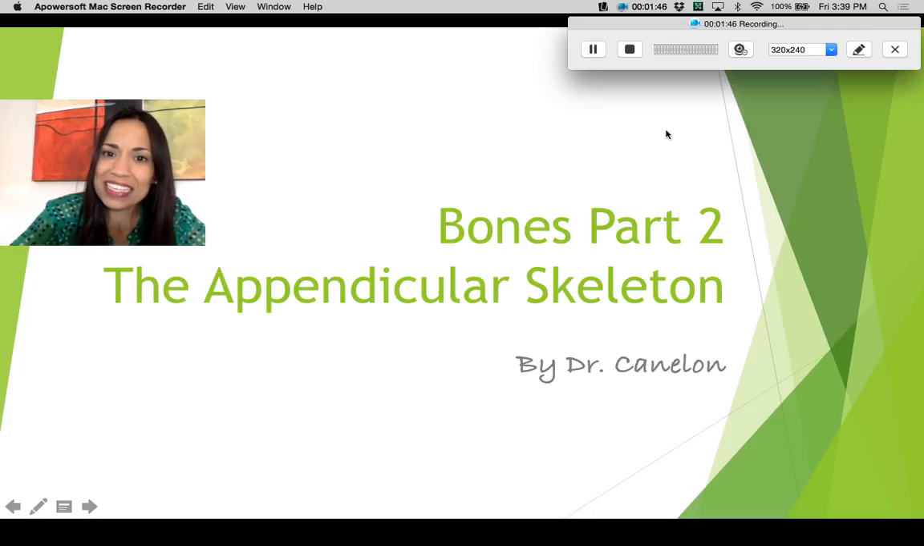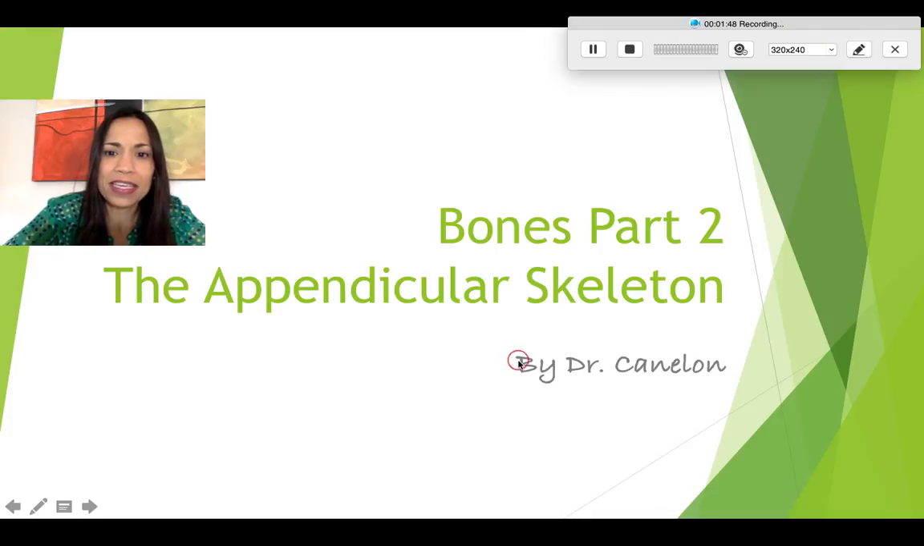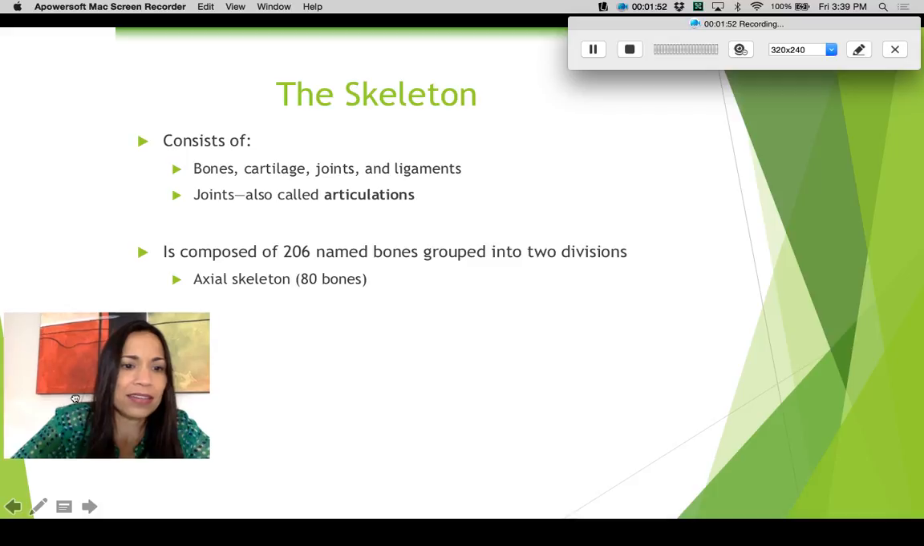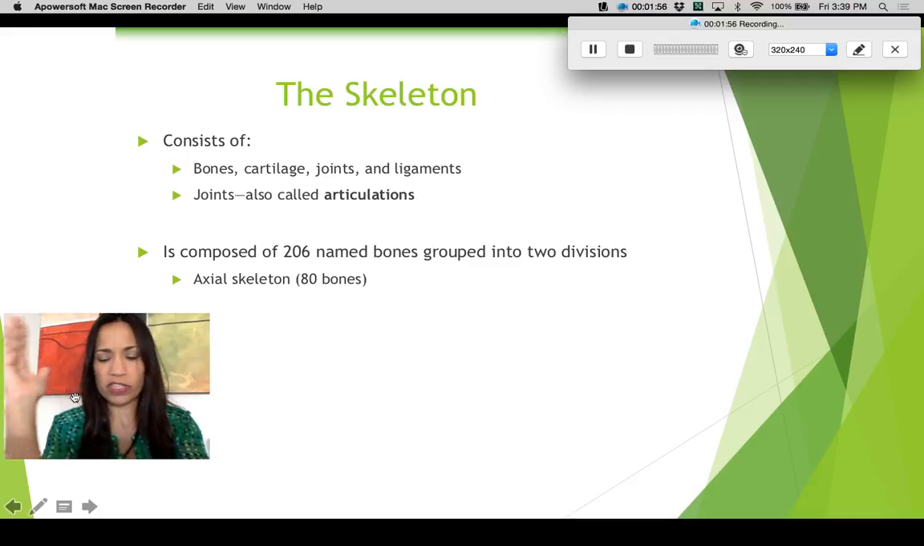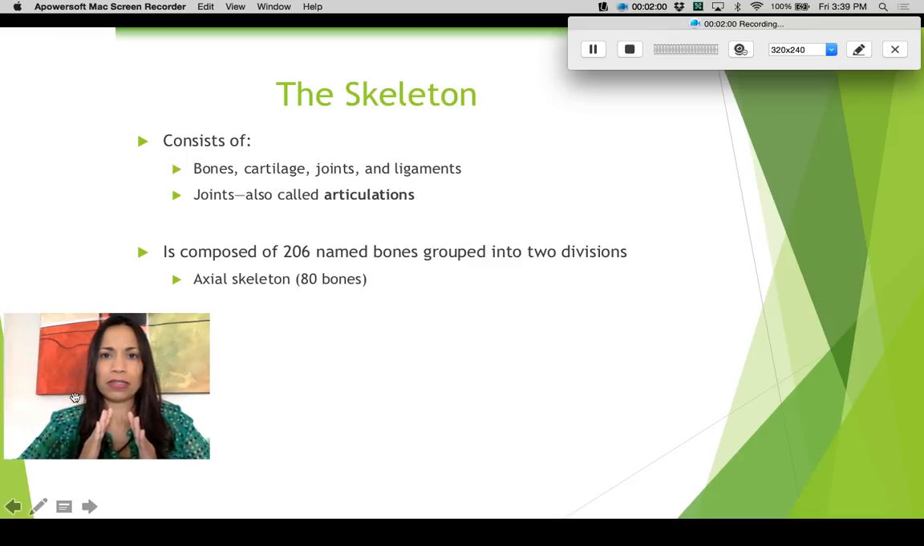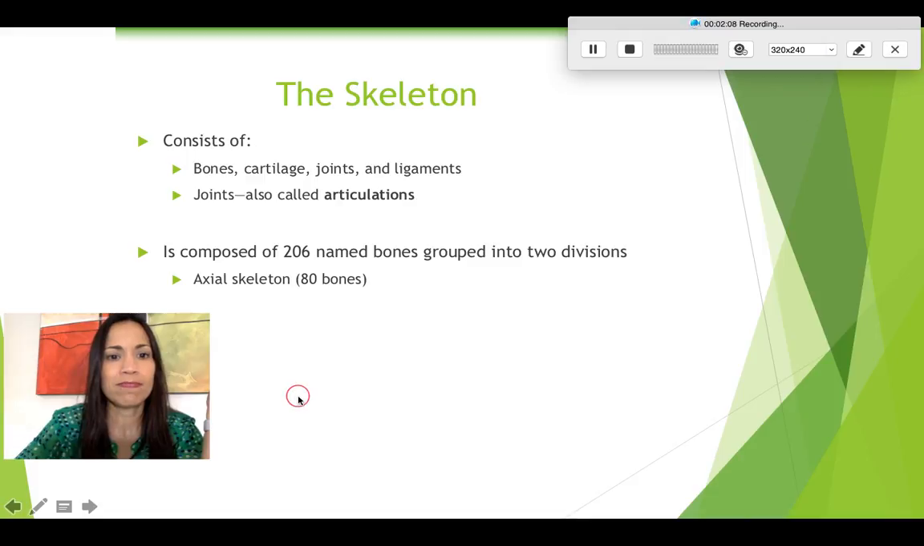So last class we described the axial skeleton. Remember that we divided the skeleton into two areas: the axial skeleton that we described in the previous chapter, and today we are going to start describing the appendicular skeleton.